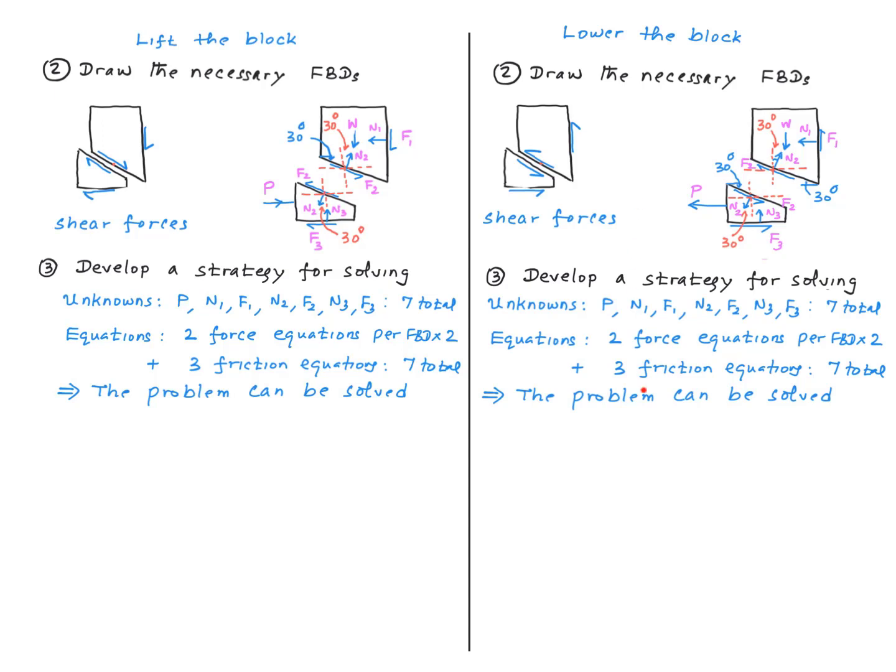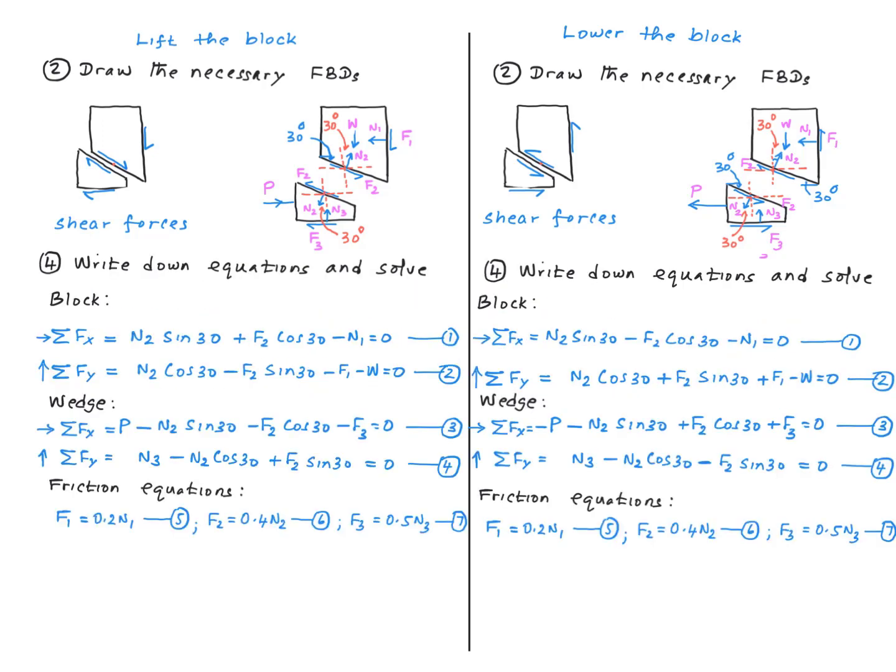We have an identical situation for this problem as well. There are 7 unknowns, and we can come up with 7 equations, 4 on the basis of equilibrium, 3 on the basis of friction, and therefore the problem can be solved. Now let's go ahead and write down the equations. And here are the 2 force equilibrium equations for the block for this problem of lifting the block. And here are the 2 equilibrium equations for the wedge. And here are the 3 frictional equations, 1 per interface, right?